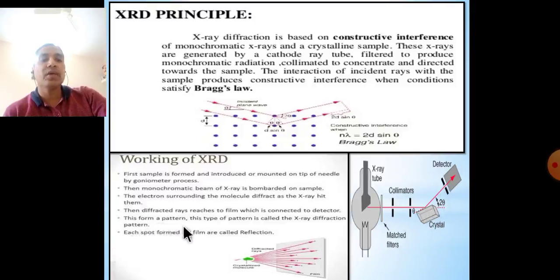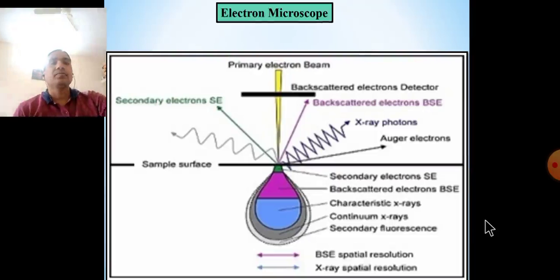This forms a pattern, called the X-ray diffraction pattern. Each spot formed on the film is called a reflection. In this diagram, there is the sample, then the reflections. These reflections are detected by the detector.